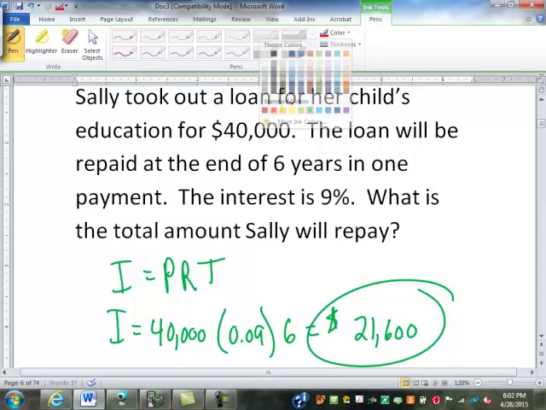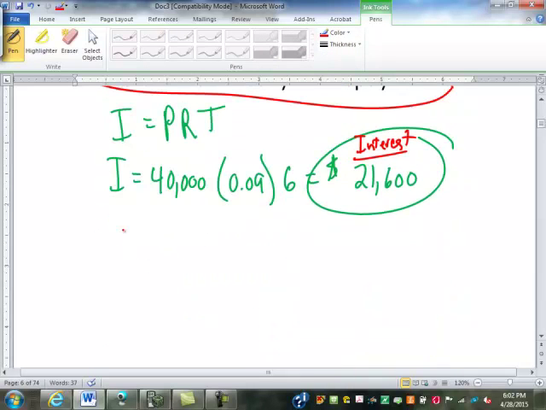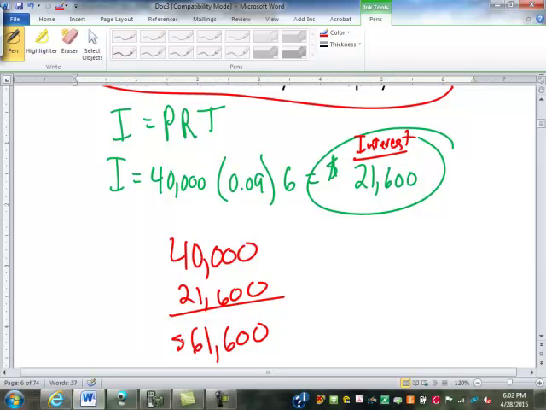No, what did we just find? That's the amount of interest. What are we asked to find? Total amount paid back, which will be 40,000, the original principal, plus the interest. So yes, $61,600. Questions?